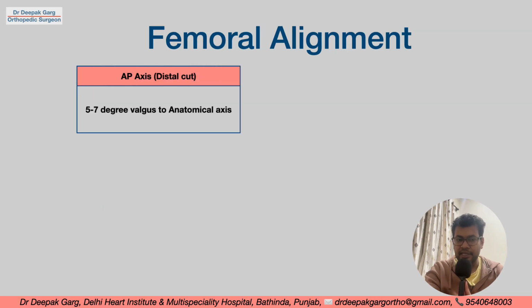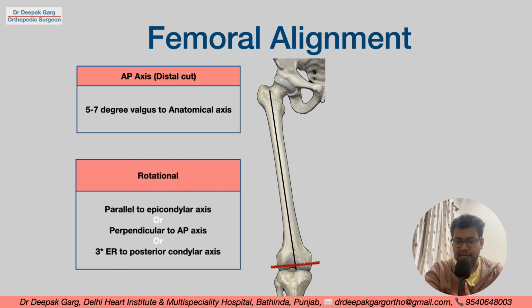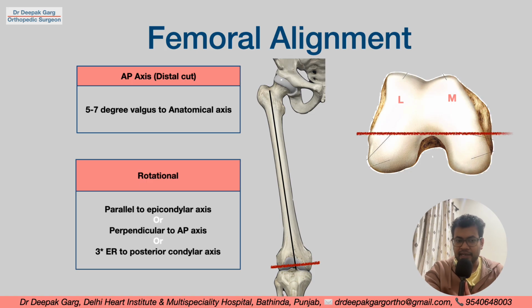Similarly, in the femur, in the anteroposterior axis, that means the distal cut, we take a 5 to 7 degree of valgus to the anatomical axis. That makes the cut perpendicular to the mechanical axis. And for the rotational alignment, there are three methods that we can use. We can take a cut parallel to the epicondylar axis, perpendicular to the AP axis, or 3-degree external rotation to the posterior condylar axis. So this is called posterior referencing. I usually take a 3-degree external rotation to posterior condylar axis. So let's look at the rationale for all these cuts.